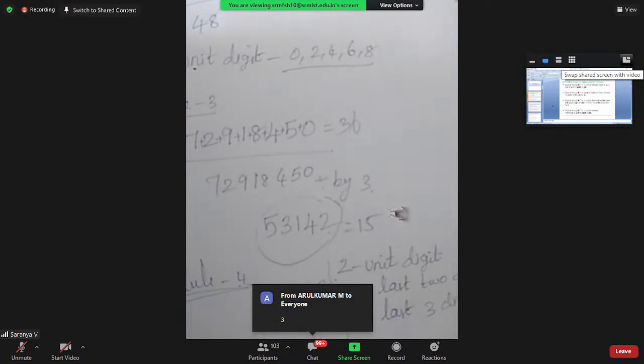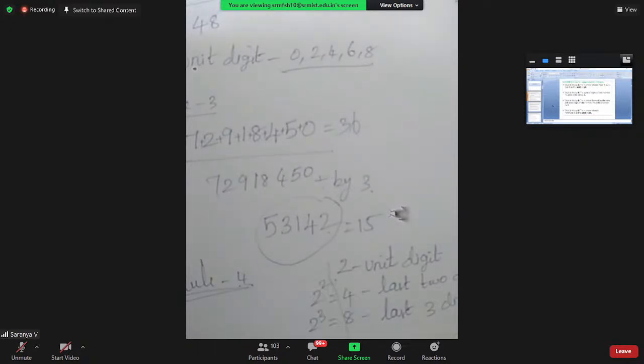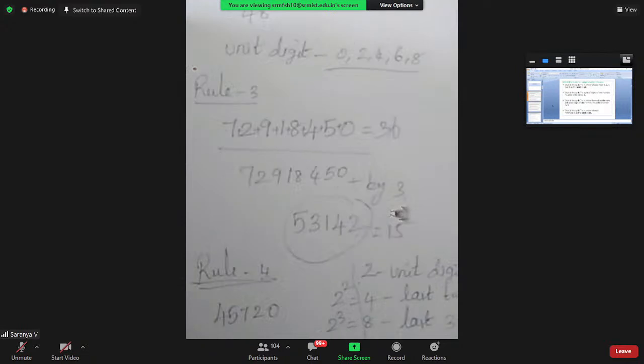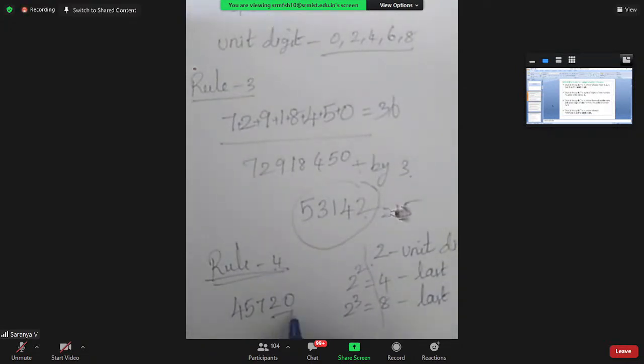Okay. So now tell me, what is the rule of 4? For 2, the first digit, that is the unit digit. 2 square means last two digits. So check, tell me, 45720. You have to check only the last two digits. If the last two digits are divisible by 4, then we can say that the 5-digit number is divisible by 4. Is 20 divisible by 4?